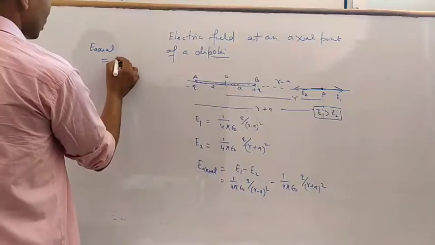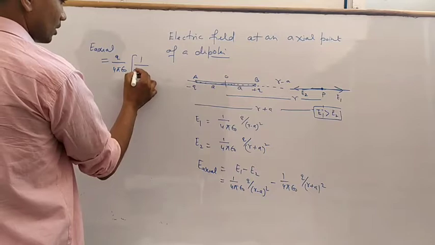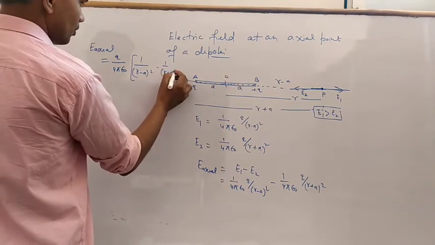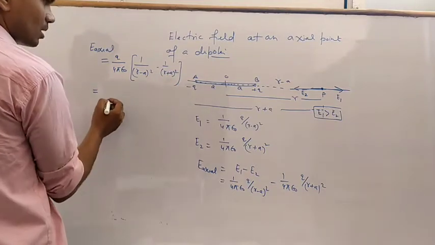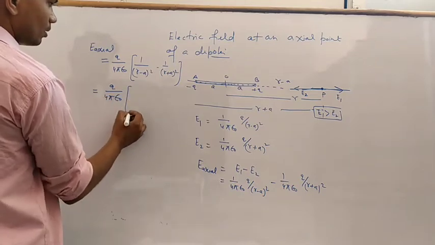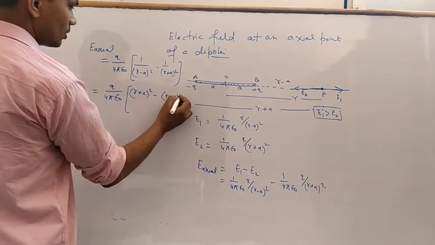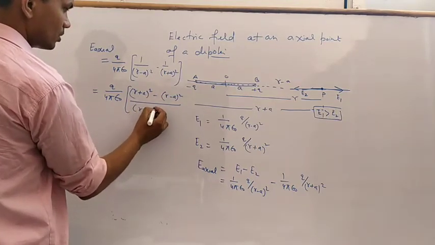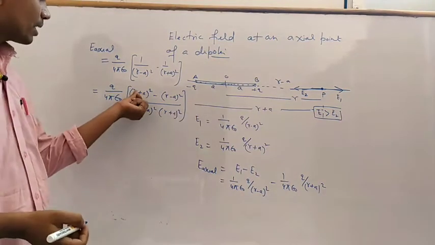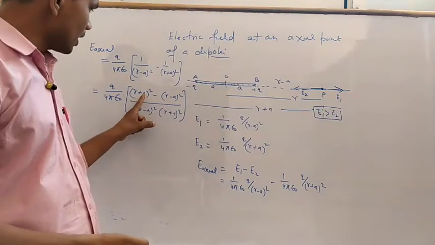Q upon 4 pi epsilon naught. You have to take out 4 pi epsilon naught, then within the bracket, 1 over r minus a whole square minus 1 over r plus a whole square. Take the LCM. So this is equal to Q upon 4 pi epsilon naught, r plus a whole square minus r minus a whole square, and the LCM is r minus a whole square times r plus a whole square, right? Here you have to use the identity a plus b whole square and a minus b whole square.